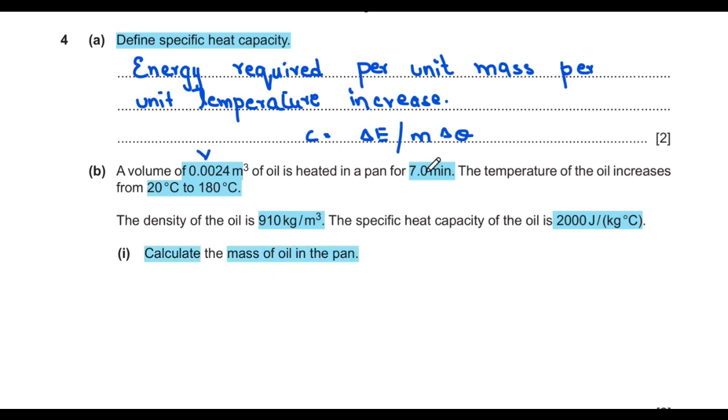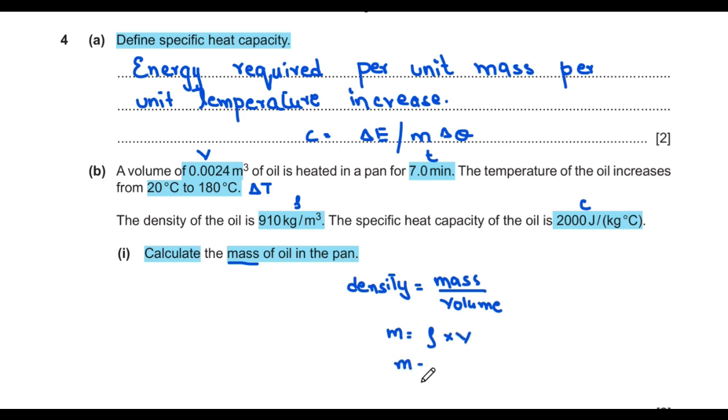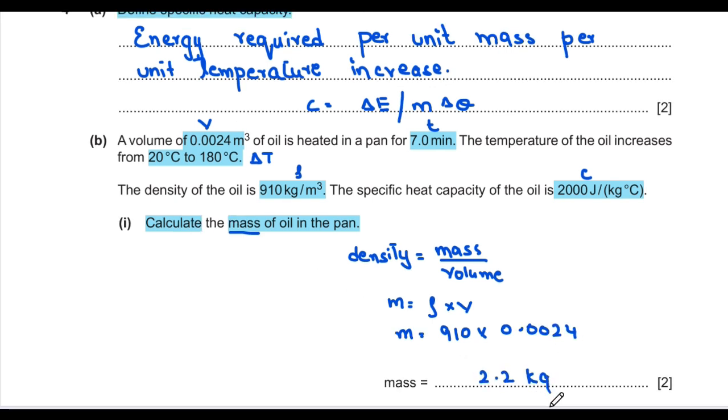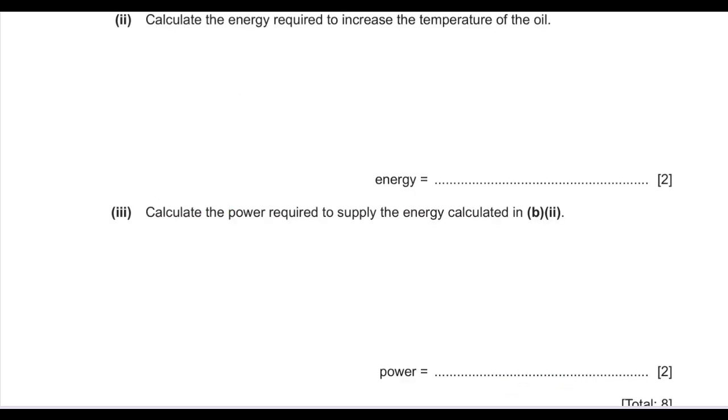So we are provided with the volume, the time, the specific heat capacity, the change in temperature and the density. So I can use the formula of density to calculate the mass, which is density equals mass per unit volume. To get the mass, I can use density multiplied by volume. As the density is given, which is 910, and volume is also given, which is 0.0024. Multiplying these both, the mass would be 2.2 kg.